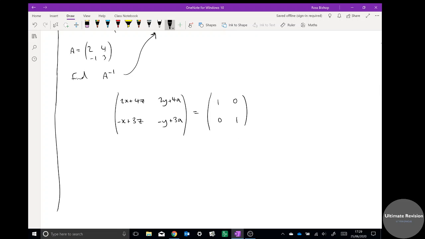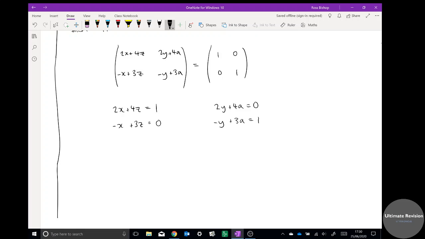Now at this point, if I wanted to, I could set up a pair of simultaneous equations. I can compare elements. So 2x plus 4z must equal 1. I compare that element to that element. And I can do that for all 4 elements. So underneath I can write minus x plus 3z equals 0. I'm going to keep those separate to the other two, which you'll see why, because they're two different unknowns. So that top right equals 0, and then the bottom right must equal 1. Okay, so I've got 2 pairs of simultaneous equations here, which I can then solve to work out what x, y, z, and a would be.